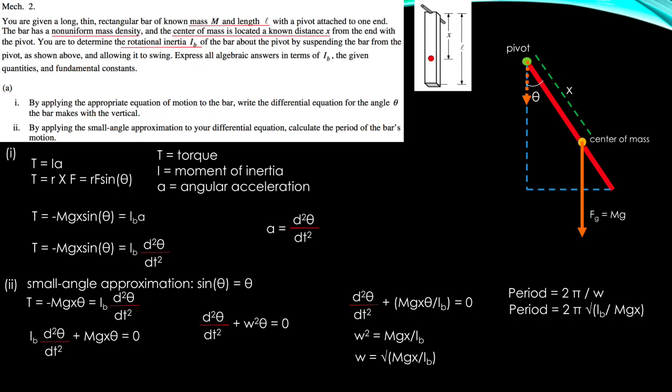Okay, so part A has two parts. The first part says, by applying the appropriate equation of motion to the bar, write the differential equation for the angle theta the bar makes with the vertical.